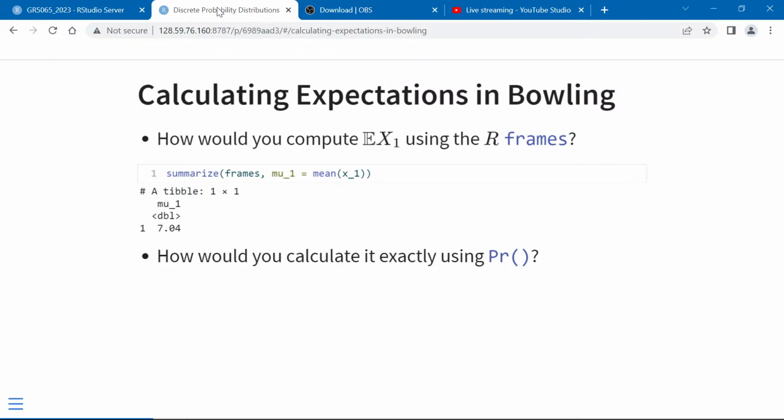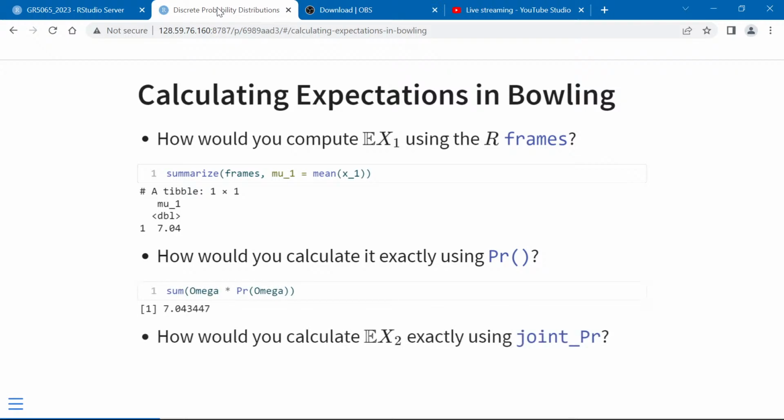And then how would you calculate it exactly, using our function that outputs exact probabilities, deterministic probabilities? Yep, good. The sum of omega times Pr of omega. Indeed. Just like that, so it's actually a little bit above 7.04, but the modern way of doing it would have given us a perfectly acceptable answer in this case, or other cases in which this would be more complicated.